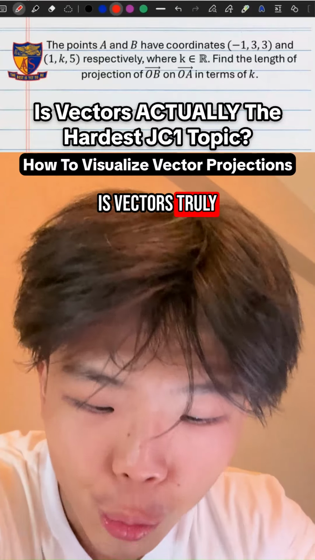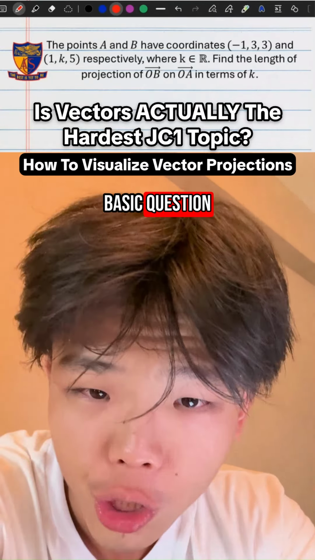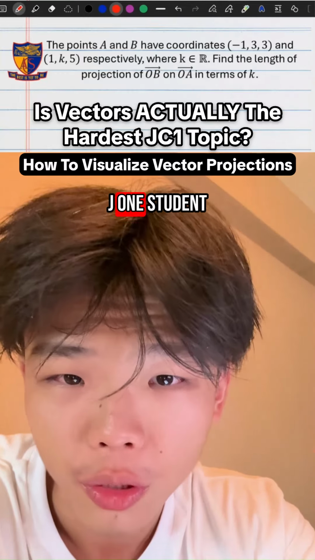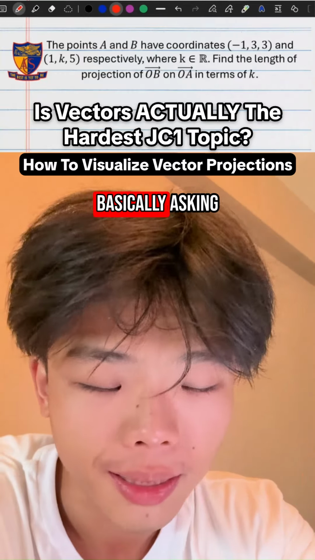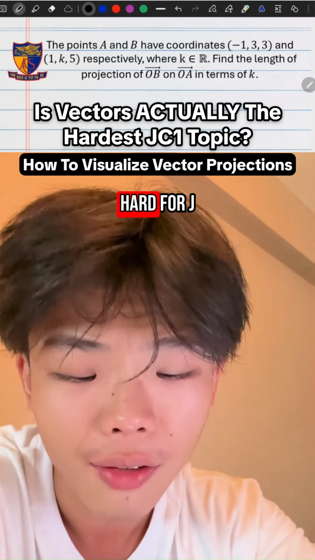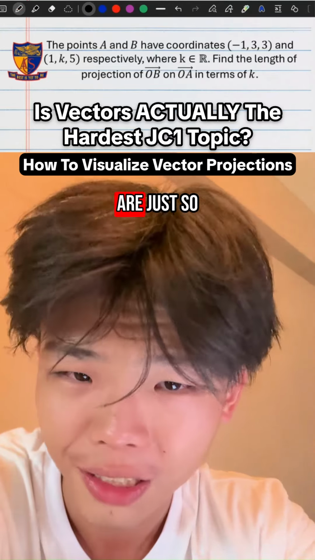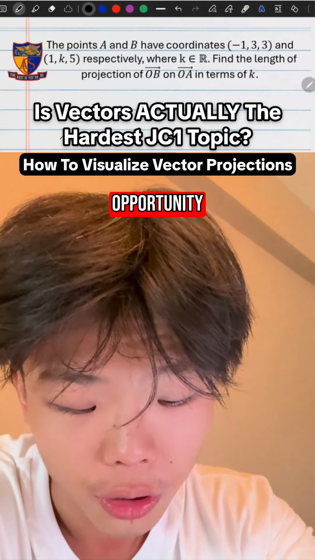Is vectors truly the hardest JC1 topic? Over here, I have a vectors basic question from ACJC that I thought every J1 student needs to know how to solve. It's basically asking the concept of length of projection, which is your projection vector. And it's very hard for J1 students to visualize this because in secondary school, the vectors that you deal with are just so simple, right? So I'm going to use this opportunity to explain it to you.